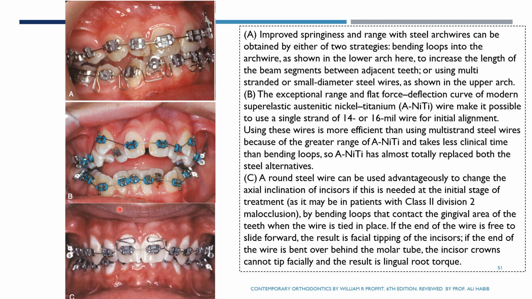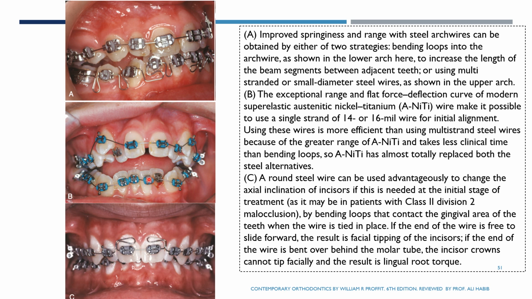And also sometimes, as in picture C, these loops were useful also to do torquing movement, especially in class 2 division 2. And if you really want to change class 2 division 2 into division 1, if you want to do a functional appliance, for example, maybe you can use these wires and bend them inward in order to create two-point contact to flare the incisors outward.